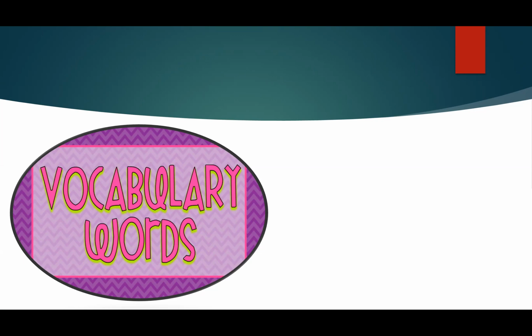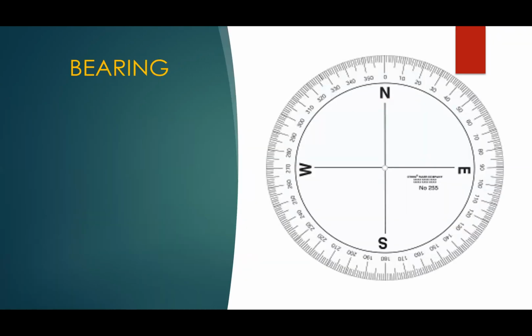But before I go any further, let's take a look at our social studies vocabulary words for today. The first word is bearing. The second word is degree. By the time the lesson is over, you are going to have a thorough understanding as to the meaning of bearing as well as degree. Let's continue on in our lesson.